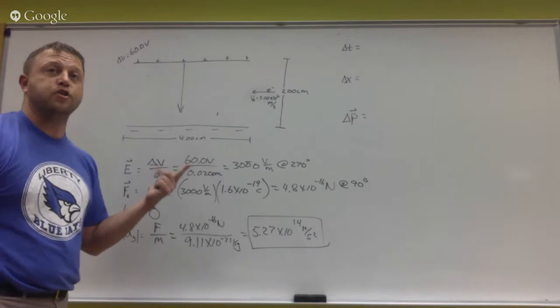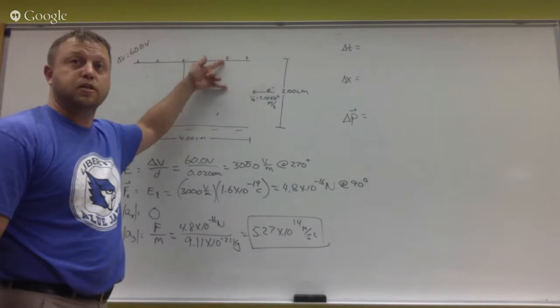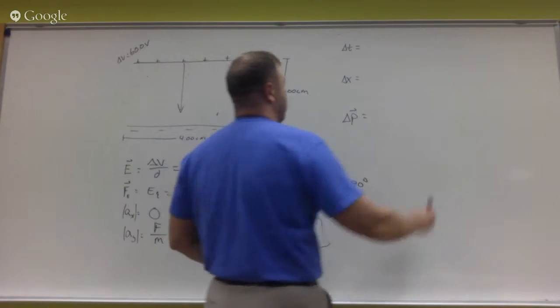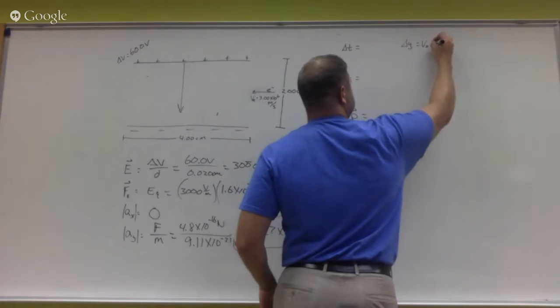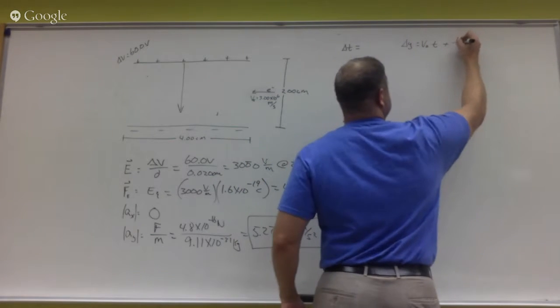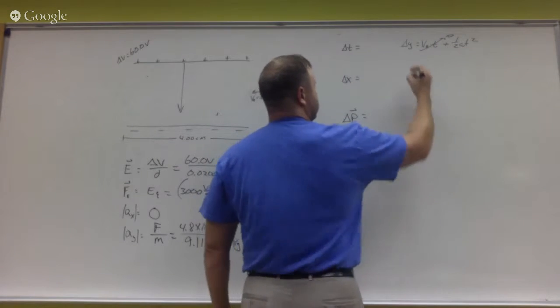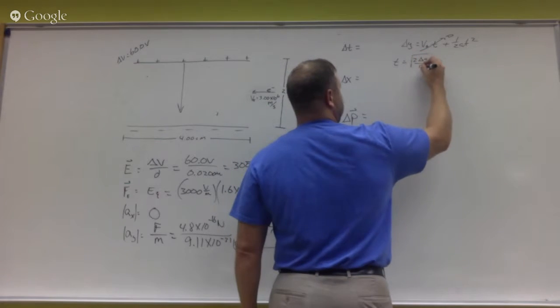Okay, so I know V initial is 0. I know my acceleration. I'm solving for time. And I know the displacement it's going to go, which is 1 centimeter, right? In the y direction. So delta y is V initial times t plus 1/2 a t squared, get rid of that. So time is the square root of 2y over a.